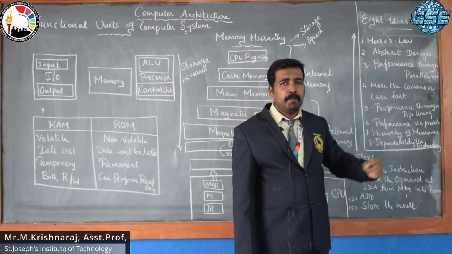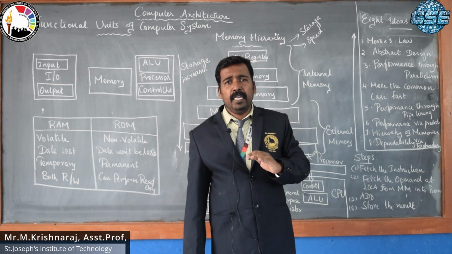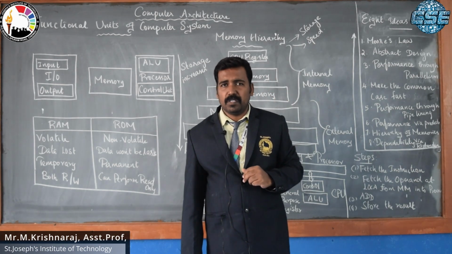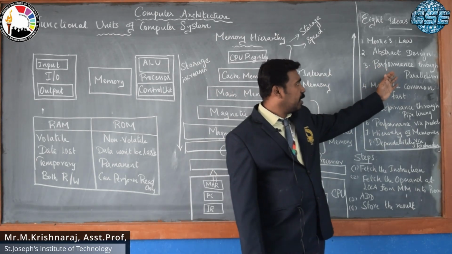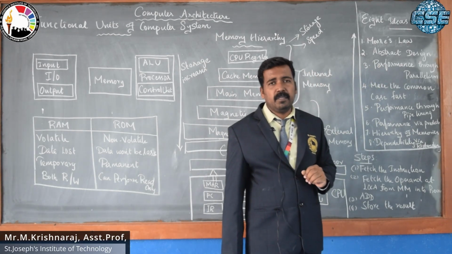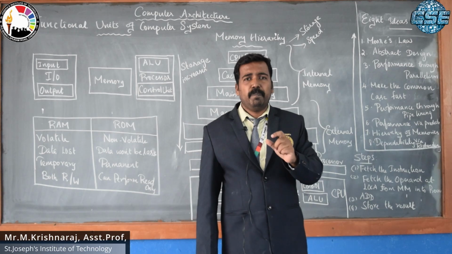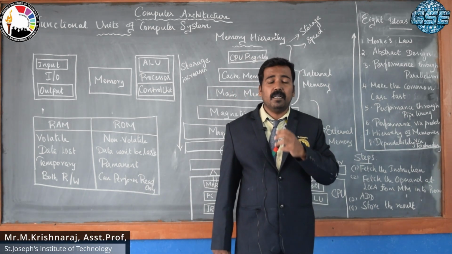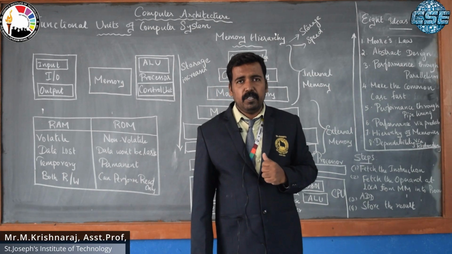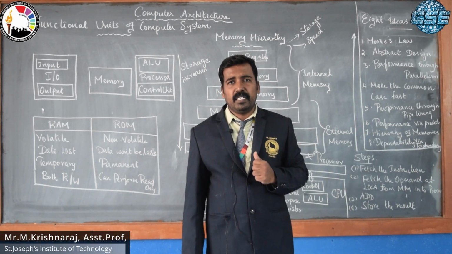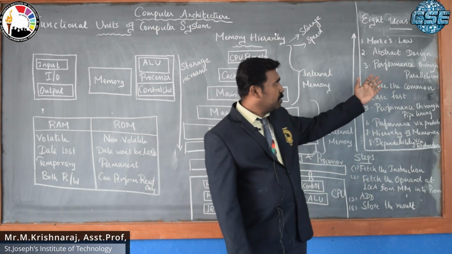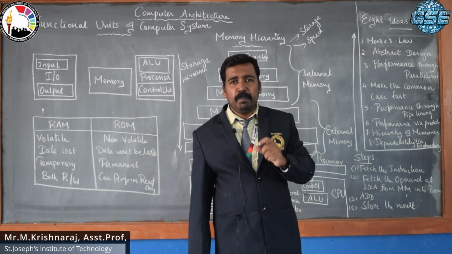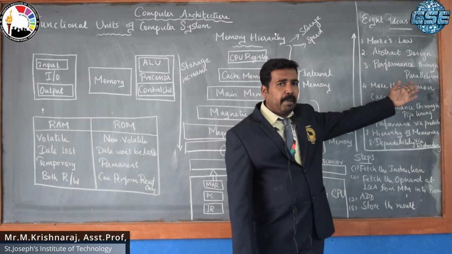So abstract design highlights only the high level design and ignores the low level design for the users. That is called abstract design. The third one is performance through parallelism. Parallelism is when the CPU is capable of executing instructions simultaneously. If more than one task is performed simultaneously, in parallel, we call it parallelism. So the computer architecture needs to be built on the basis of parallelism.